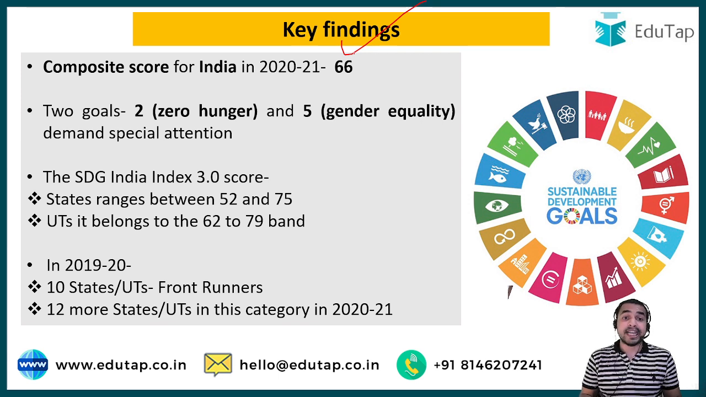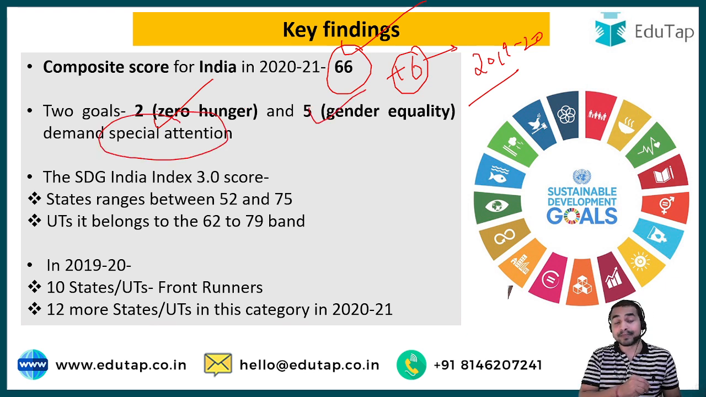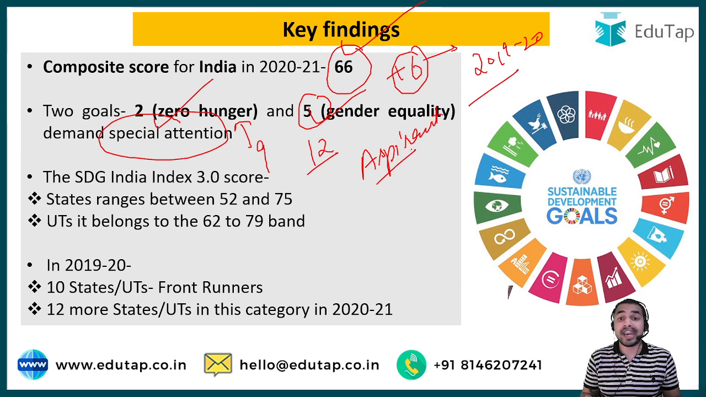And guys, we have already discussed that India's score was 66 and it has seen an improvement of 6 points when we compare its score from the 2019 to 2020 edition of this particular report. And guys, this report also says that goal number 2, that is zero hunger, and goal number 5, gender equality, demand special attention. And guys, this report also says that in goal number 2, a total of 9 states, and in goal number 5, a total of 12 states have moved out of the aspirant category from the last year's index. So guys, this also shows that these Indian states and union territories have performed well in these two particular indicators, but still a lot of improvement is required in order to achieve the sustainable development goals of zero hunger and gender equality.